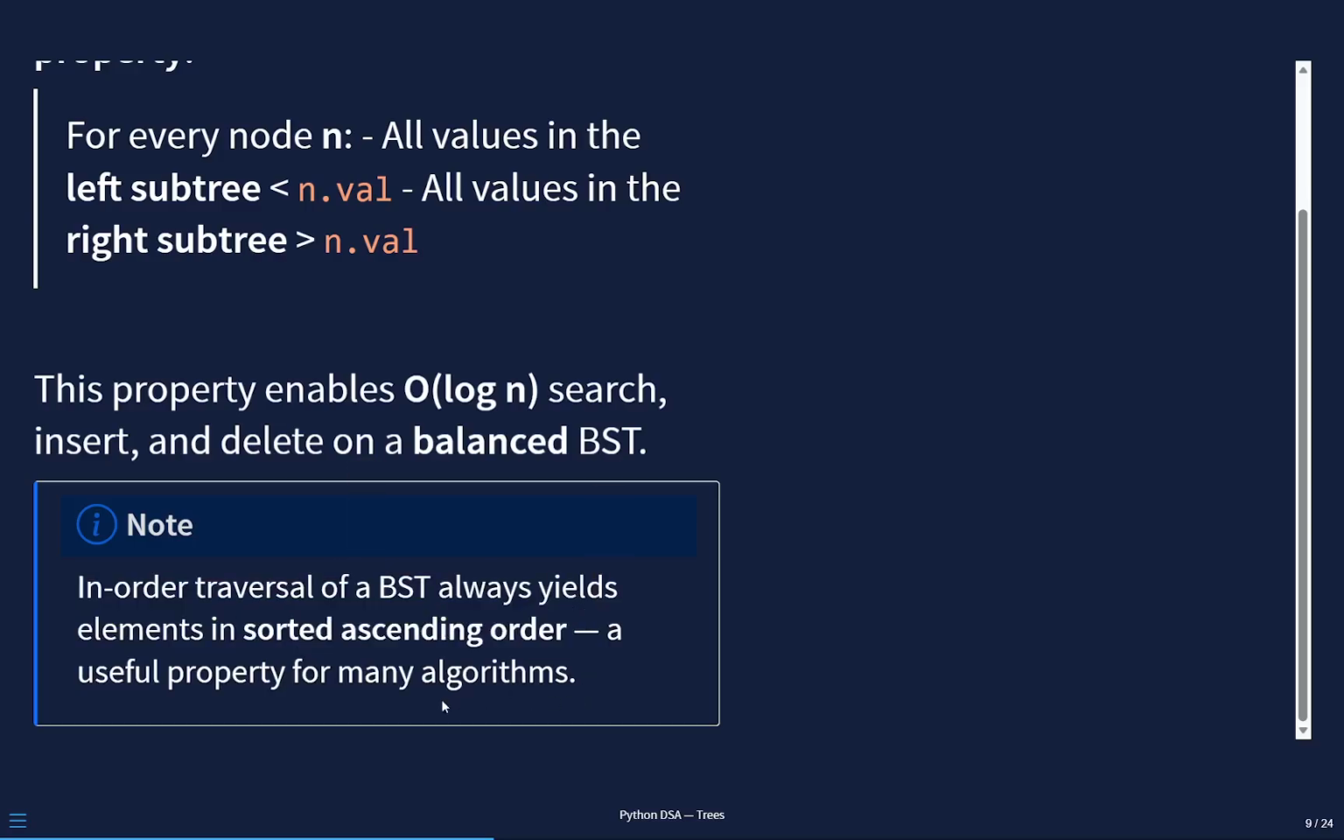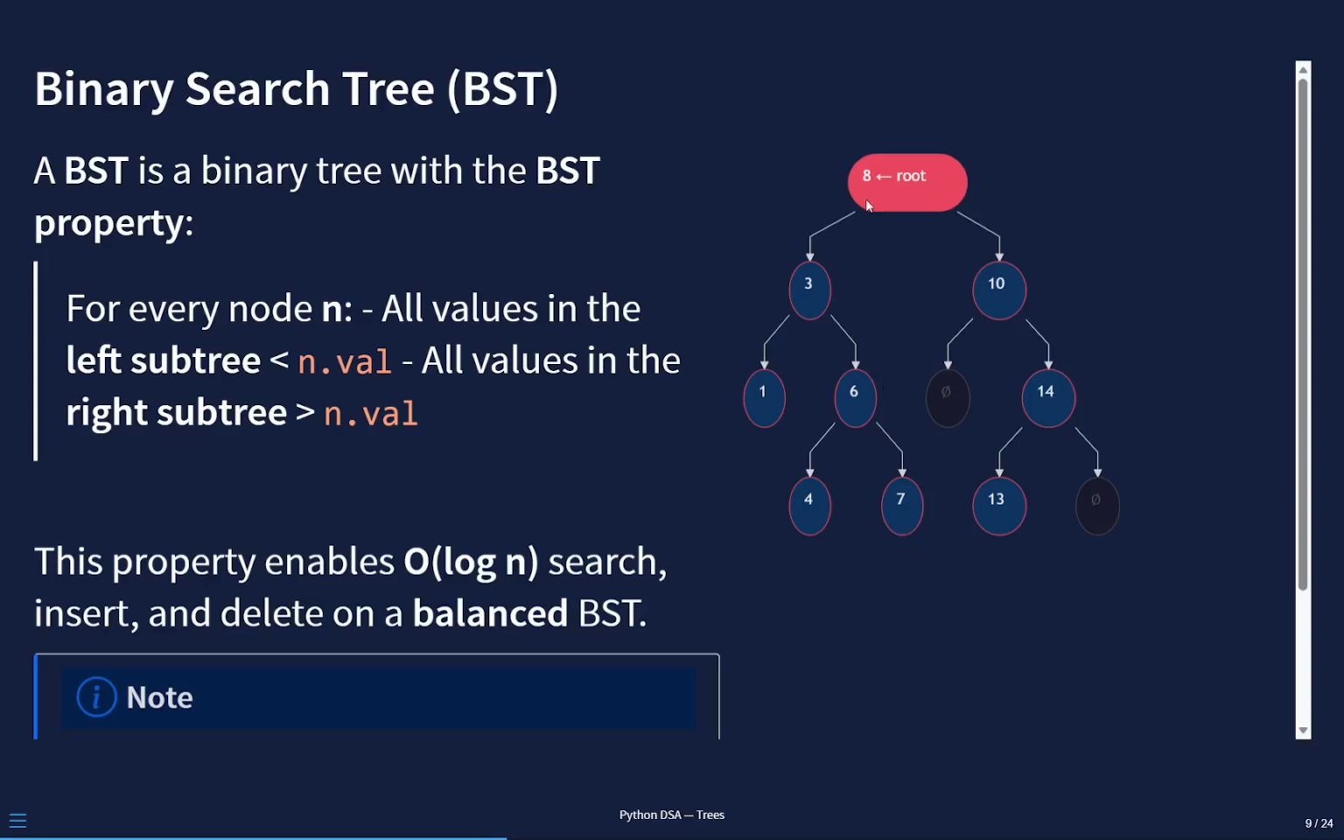The BST diagram confirms it. Reading the nodes in order, left to right through the shape, gives 1, 3, 4, 6, 7, 8, 10, 13, 14. This property is what makes BSTs the natural structure for maintaining a sorted dynamic set.